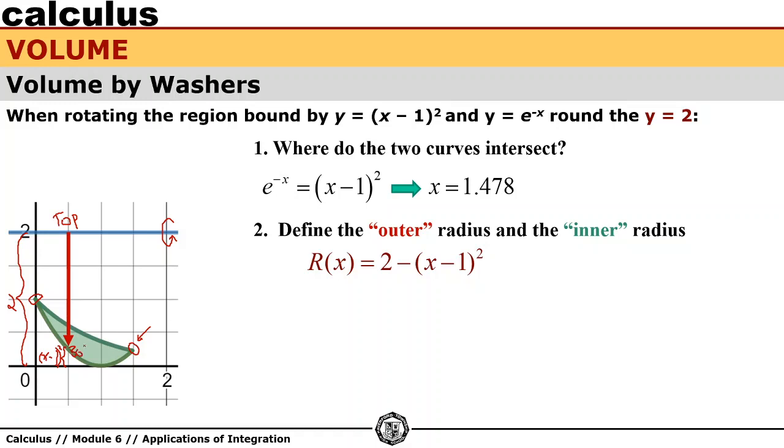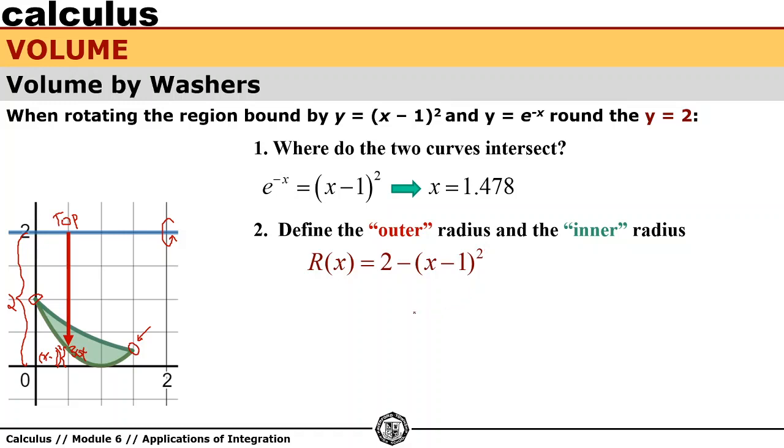Okay, that is never going to change. Top minus bottom. If we did bottom minus top, you would have a negative radius, and that would give you all kinds of weird answers. So you've got to be careful with that. All right, so the outer radius is going to be 2 minus (x minus 1) quantity squared.